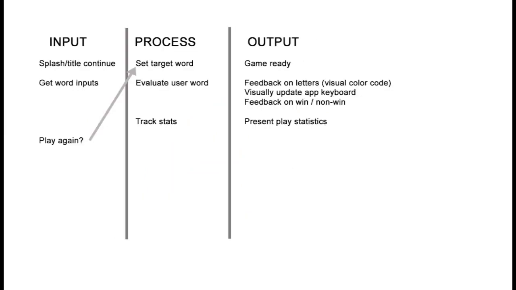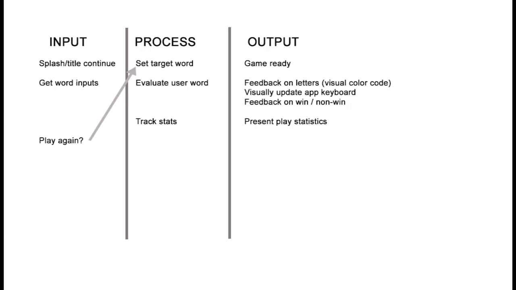Thinking about our programs as input, process, output, in this case there are going to be several stages of input, process, and output. In the first stage, we're going to have a little splash title screen come up with a continue button or let's play button. And then it's going to process our game board by grabbing a target word out of a list of words. And actually, there are about 5,600 words that are 5 letters, and we're going to build those all into our program. And our output is basically to tell the user we're ready to play the game.